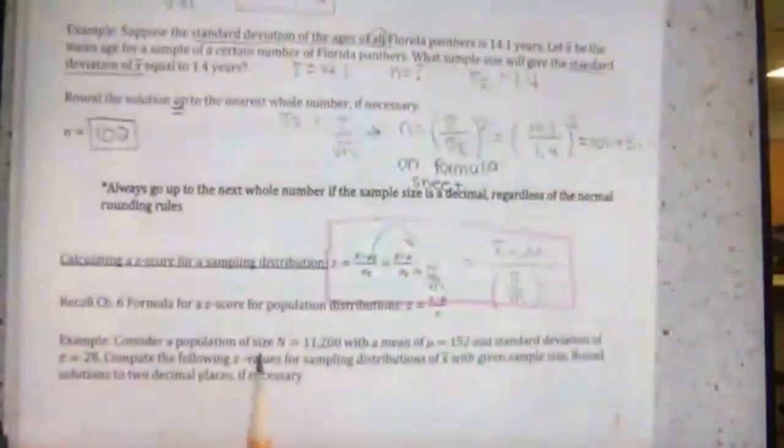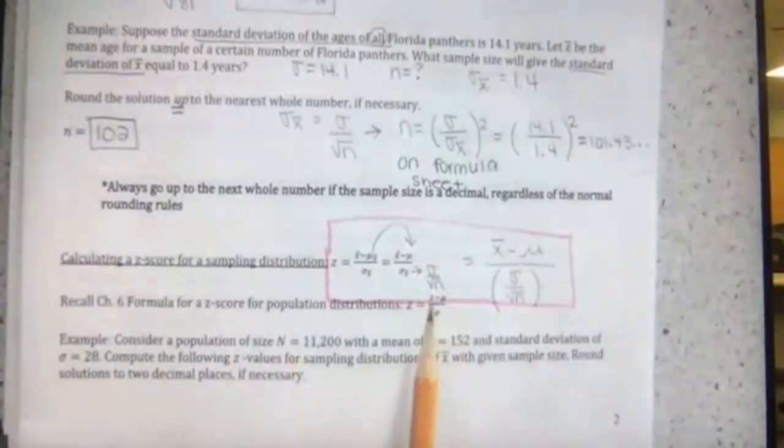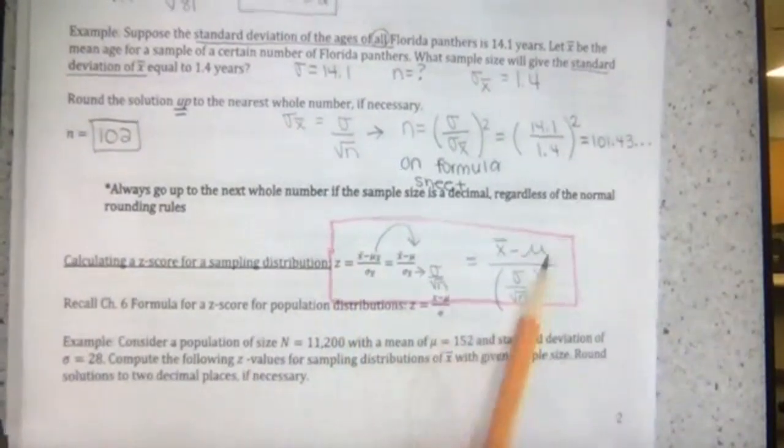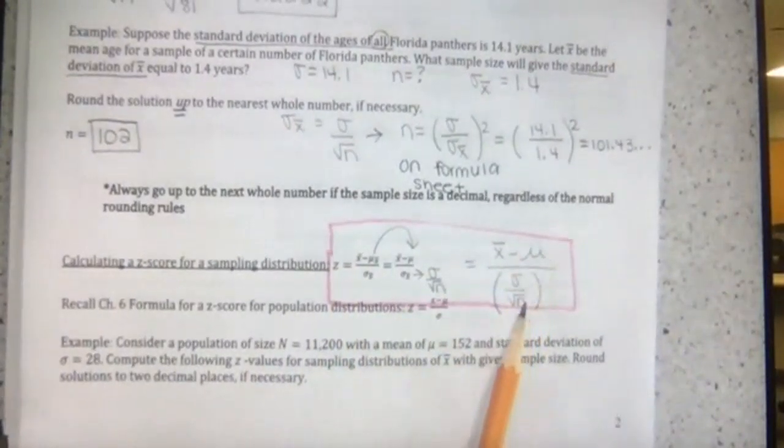This looks super similar, by the way, to our formula from chapter 6 for our z-score. Now we have x bar, we're talking about sampling, minus our mean, still minus our mean, all over our standard deviation. Now our standard deviation is for our sample, so that's why it looks a little bit different, sigma over the square root of n. But it's still the same concept.